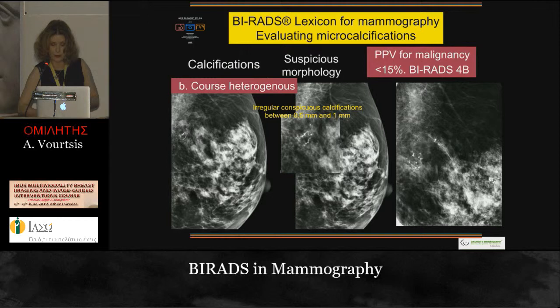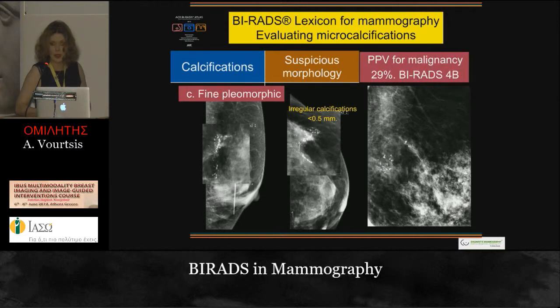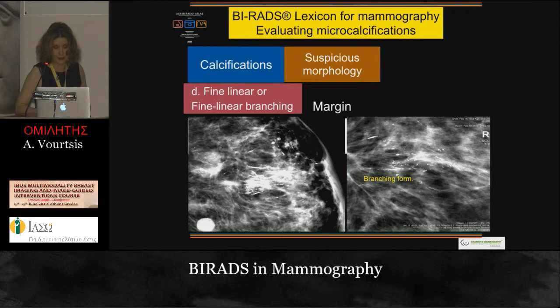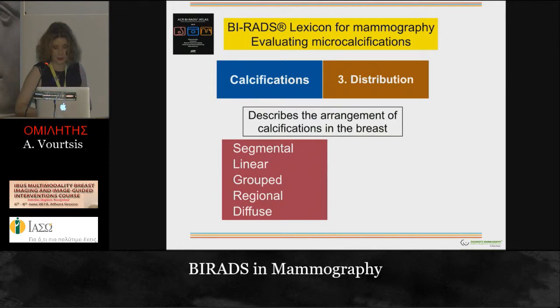The positive predictive value for malignancy in this type is less than 15%, and they're categorized as BIRADS 4B. And here's an example of fine pleomorphic calcifications. They're irregular in shape. The positive predictive value for malignancy reaches up to 29%. And this is an example of fine linear branching calcifications. You can see an example here. The positive predictive value is increased up to 70%. They're highly suspicious. It's a BIRADS 4C category.